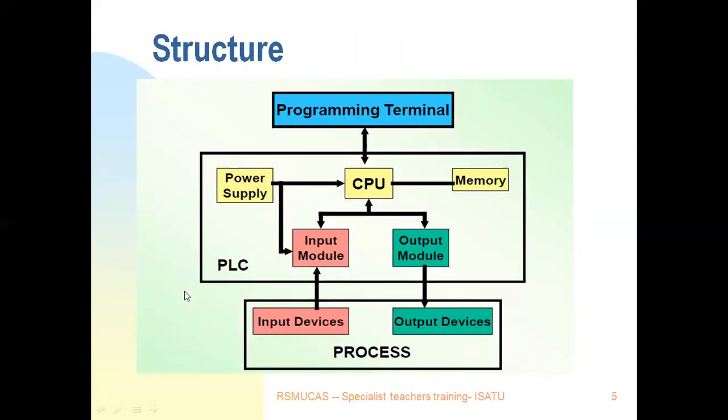For the structure of the PLC, the programming terminal here is external. We have here the PLC itself that would include the power supply, the CPU, the memory, the input module, and the output module. External are your input devices, such as the switches. External also are your output devices, usually motors, lights, and other types of electrical loads being controlled by your PLC.